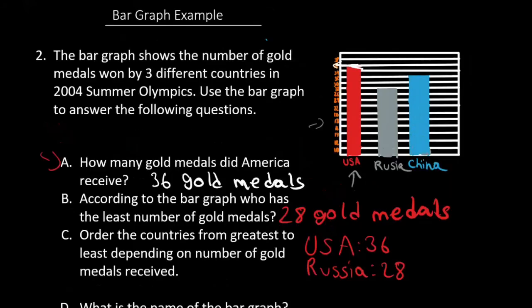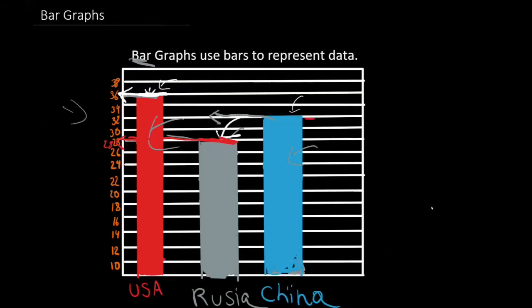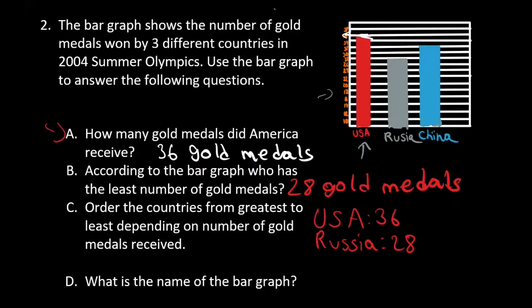Alright, so I'm just going to go back. Here I see that this is where China is. So I'm just going to do this. Alright, so the line leads to the number 32. That means China received 32 gold medals. 32 gold medals.